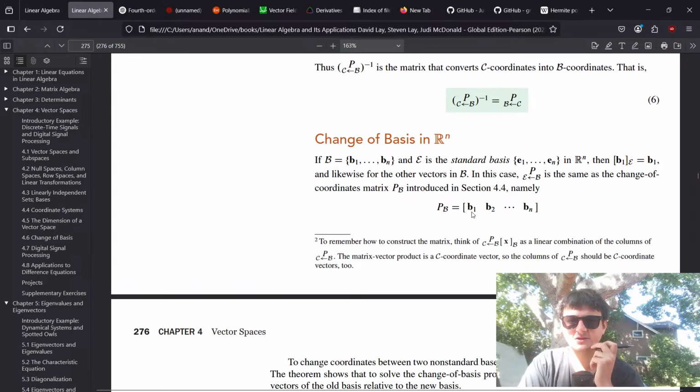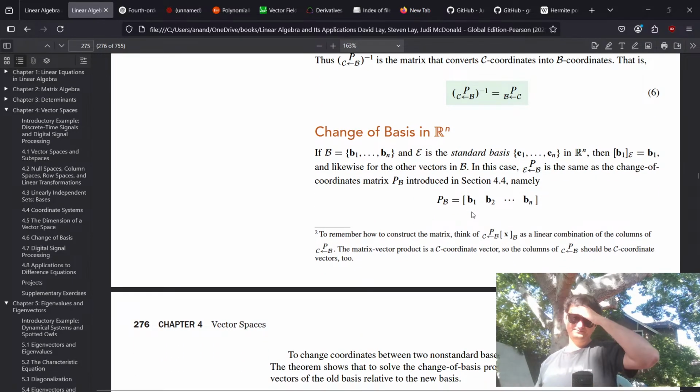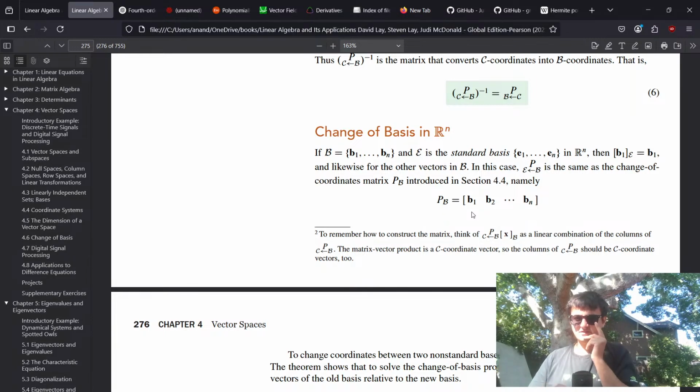Okay, change of basis in Rn. If B and E, where E is the standard basis, then b1 written in terms of the standard basis is just b1. In this case, P from B to E is the same as the change of coordinates matrix P_B introduced in 4.4. That's what's so weird.